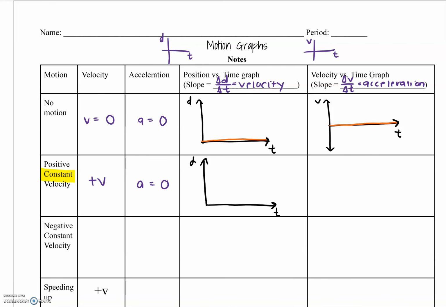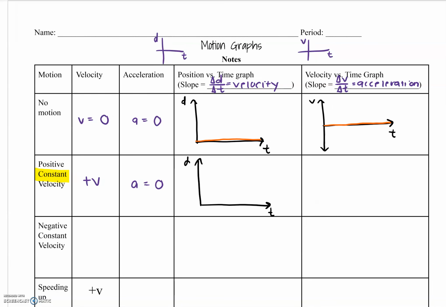Since it's a positive velocity, that means that our position is changing over time. So if we're starting our position at 0 and we are increasing our position over time, what that would look like is just a diagonal line going up, which makes sense, right? It means that at time equals 0, we're at 0, but at time equals 1, we are moving position. We're changing positions in the positive direction, which corresponds to a positive velocity.